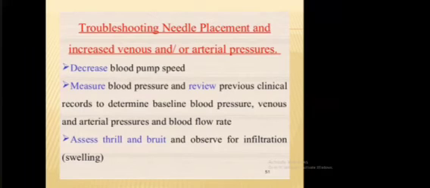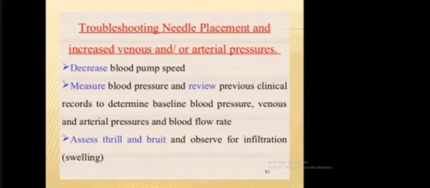Troubleshooting needle placement and increased venous and arterial pressure. In this situation, decrease the blood pump speed, measure blood pressure, and review the previous clinical record to determine baseline blood pressure, venous pressure, arterial pressure monitoring, and blood flow rate. You have to go through the previous chart and see what happened with the patient's fistula last time, last week and two weeks back. What was the problem with the patient's dialysis? You have to go through the dialysis chart for the last one month.